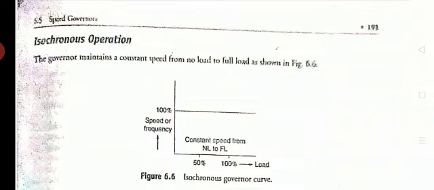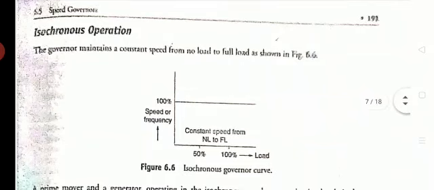Here, by controlling the generation only, we can control the frequency. That is why we say that in the isochronous operation of the governor, from the graph it is clear that if there is a change in the speed, or if there is any change in the load from 50% to 100%, that is from no load to full load. So what do you mean by that?